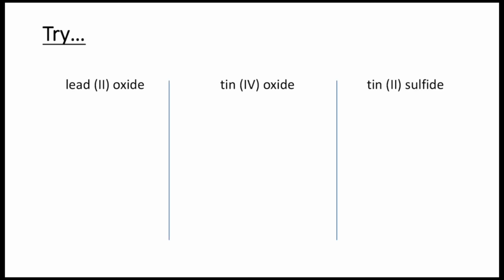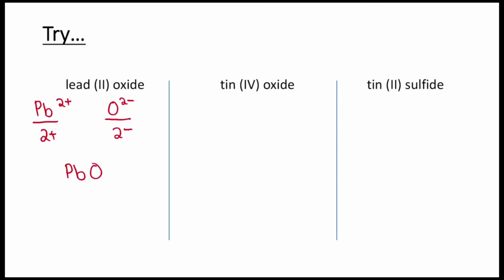So pause here and give these a try. So to walk you through these, we look at the Roman numeral for our charge on our cation. So lead is Pb, 2 plus from the Roman numeral. Oxygen from the periodic table is 2 minus, so 2 plus, 2 minus. These are already balanced, so it's a 1-to-1 ratio. So PbO is our final formula.